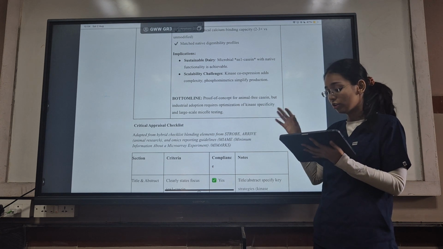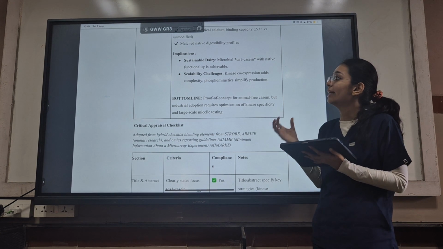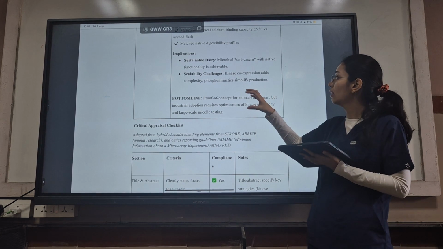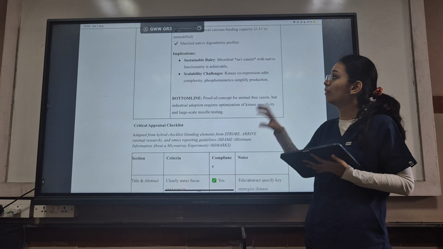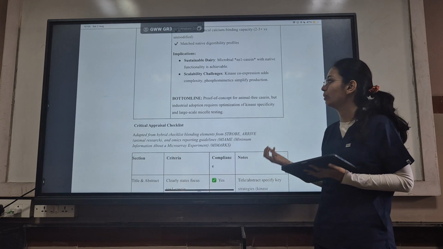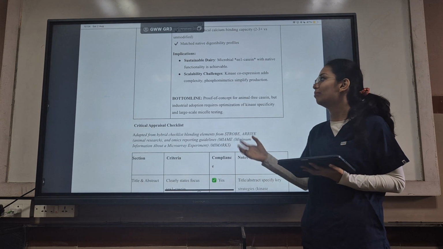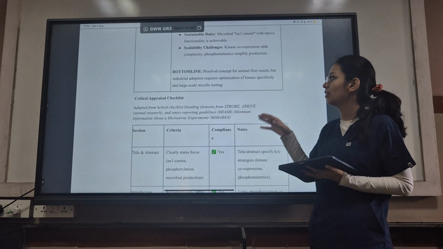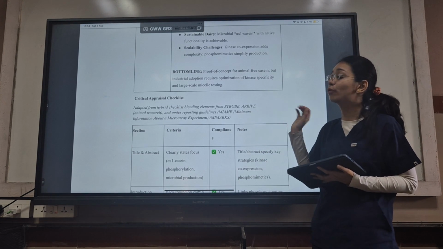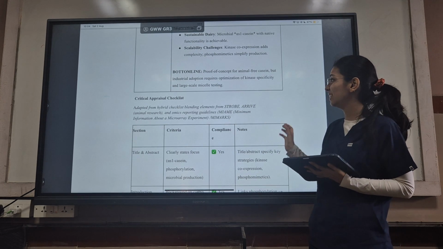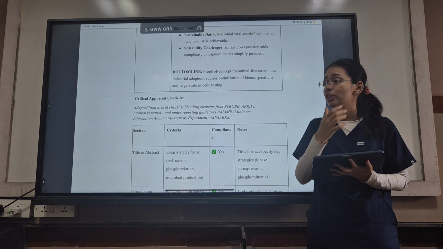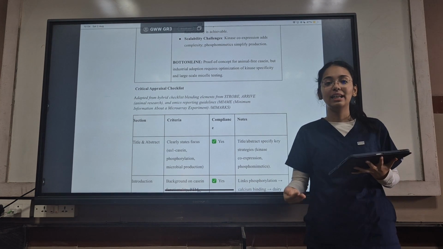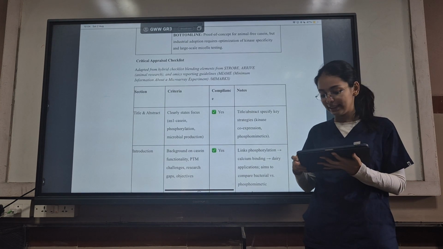So the implication is that it can contribute to sustainable dairy products; microbial functionality is actually achievable, but there are scalability challenges as said. So the bottom line is this study is a proof of concept for animal-free casein, but industrial adaptation requires optimization of kinase specificity and very large-scale micelle testing.